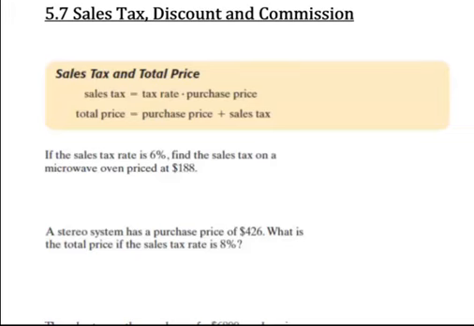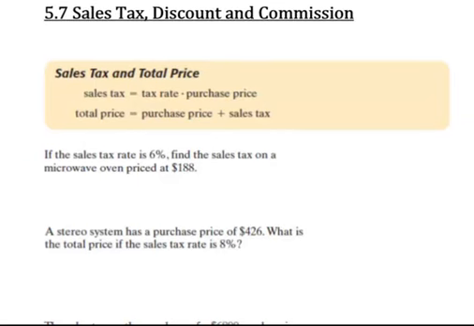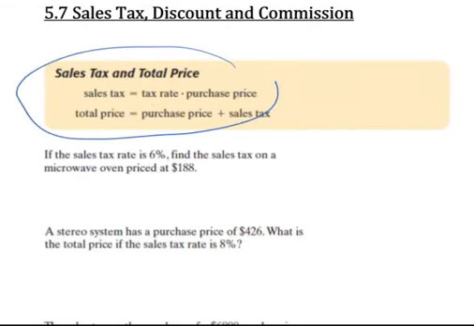All right, section 5.7 is sales tax, discounts, and commissions. And so what we have here is a formula for sales tax and total price. It says our sales tax is equal to our tax rate times our purchase price, and our total price is equal to the purchase price plus our sales tax.